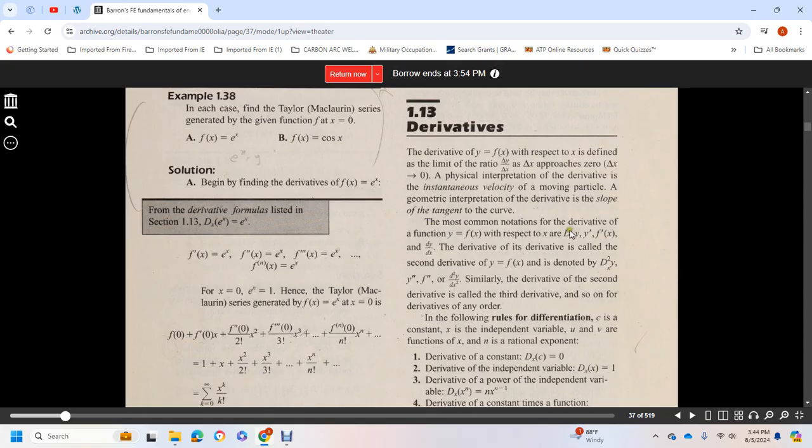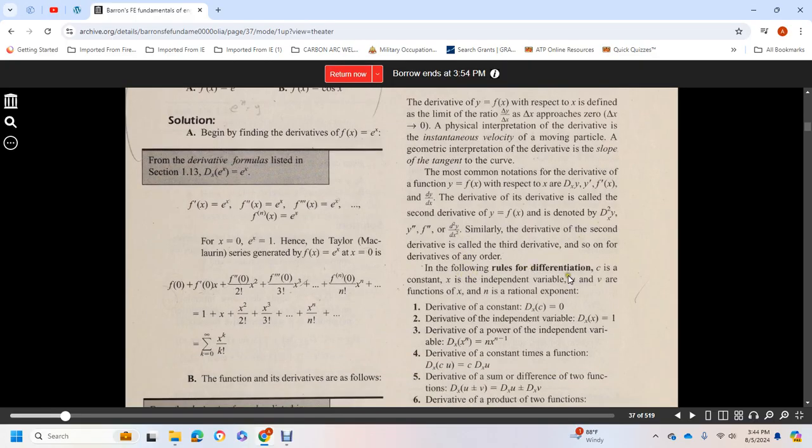The most common notation of the derivative of the function y equals f(x) with respect to x is f'(x) or dy over dx. The derivative of the derivative is called the second derivative, denoted by d squared y over dx squared, or f'' or f^(n). Similarly, the derivative of the second derivative is called the third derivative, and so on. Derivatives can be taken in any order.